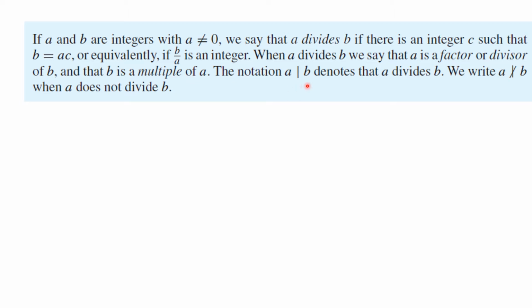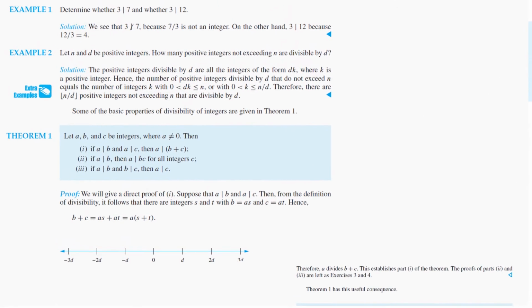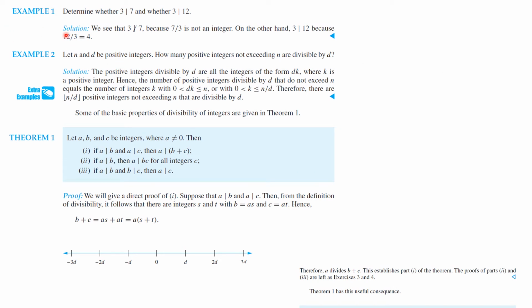I know we use this notation for a lot of things, but in this chapter, this notation means a divides b. There's the words, and if you put a slash through it, that means a does not divide b. So let's look at some examples. Does 3 divide 7? Well, no, because 7 over 3 is not an integer. Does 3 divide 12? Yes, because 12 divided by 3 is 4, and 4 is an integer.